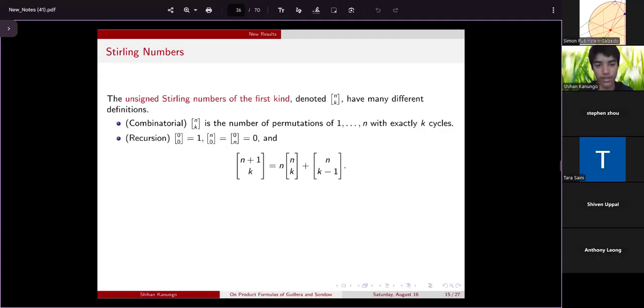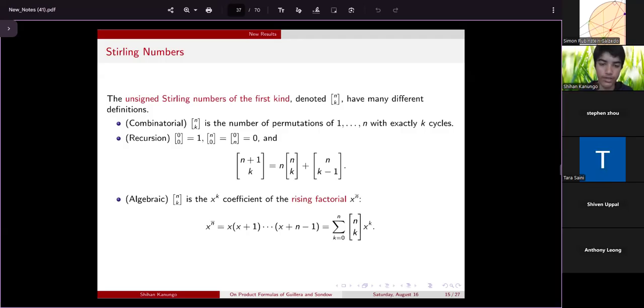There's also a recursion, where we have some initial conditions, and then we have something very similar to the binomial coefficient recurrence, except there's an extra n. And finally, there's an algebraic definition, which is that it's the x to the k coefficient in the rising factorial. So the rising factorial is x times x plus 1 times dot dot dot times x plus n minus 1, and it's the x to the k coefficient here. So now these two definitions are what we're going to be interested in.